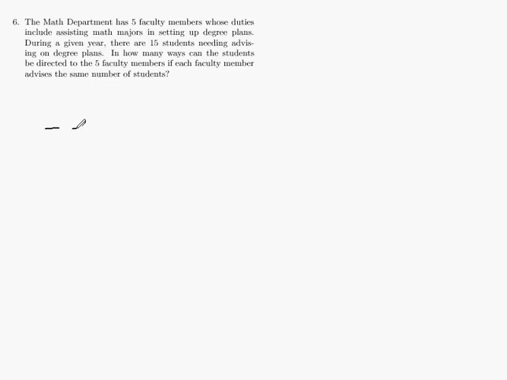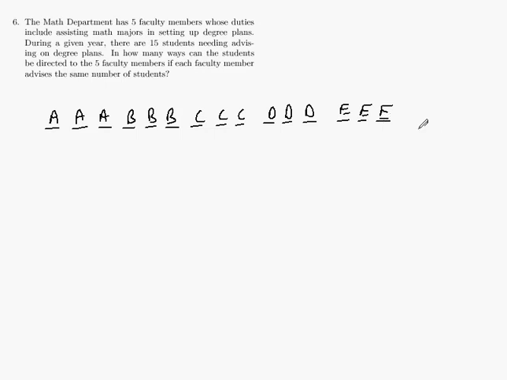One way is to think about your 15 students, and we take the first faculty member. We'll call that person A, assign them those 3 students. The second faculty member, B. And C, D, and E. So in other words, the blank represents the student, the letter represents the different faculty members. There is one assignment. If I wanted another one, I would shuffle around the letters.